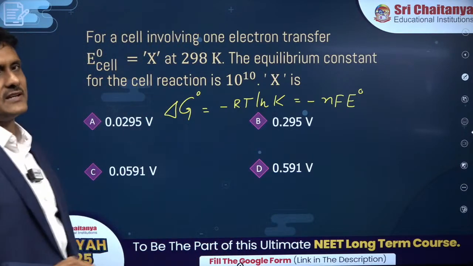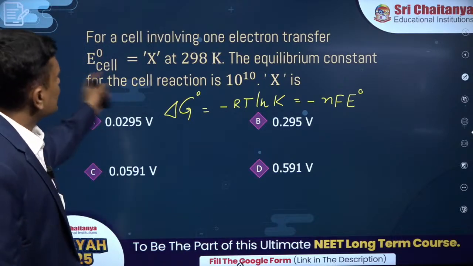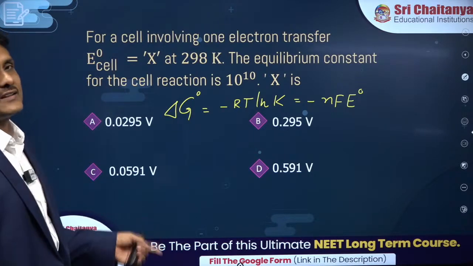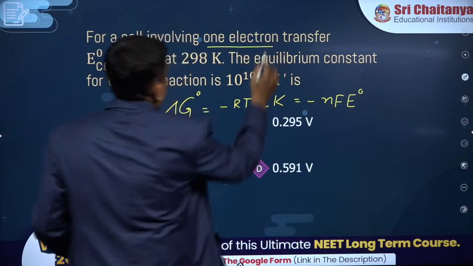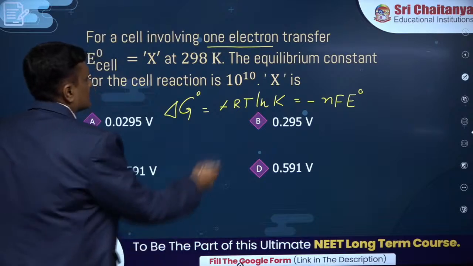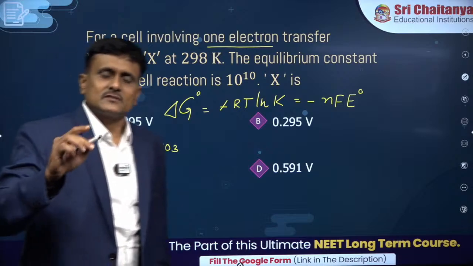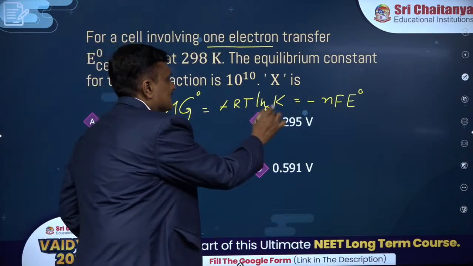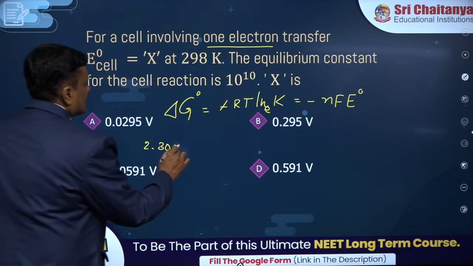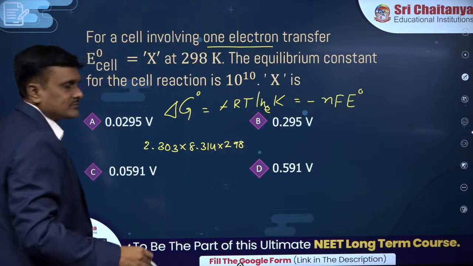So let's substitute the values. You can see the equilibrium constant for the cell reaction is 10 to the power 10 and E naught is given as X. This is not so difficult unless you lack clarity regarding n, and n is also not confusing. It's given as 1 electron. So straight away substitute the values. You better convert this into log base 10. All the students, please make a note that when you are converting log base e into base 10, you have to multiply by 2.303 into 8.314. Temperature is usually 298 Kelvin.